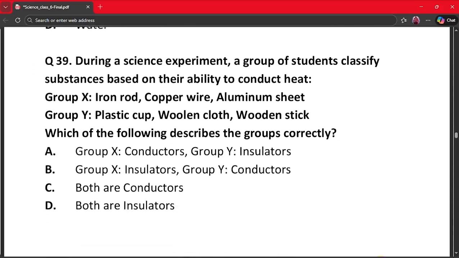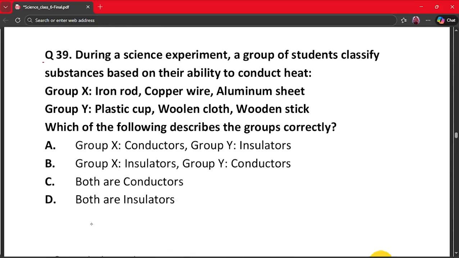Our next question is question number 39. During a science experiment, a group of students classify substances based on their ability to conduct heat. Group X: iron rod, copper wire, aluminium sheet. Group Y: plastic cup, woolen cloth, and wooden stick. Which of the following describes the groups correctly?